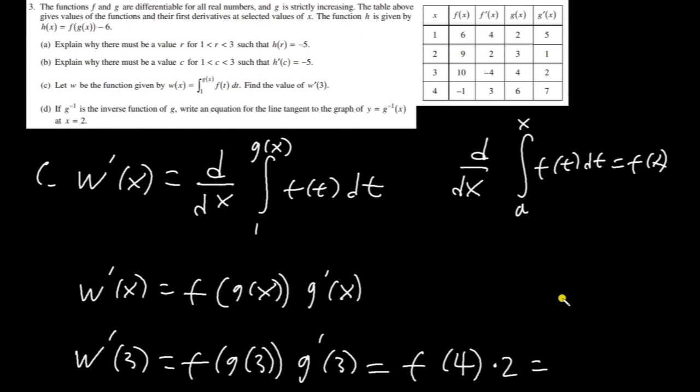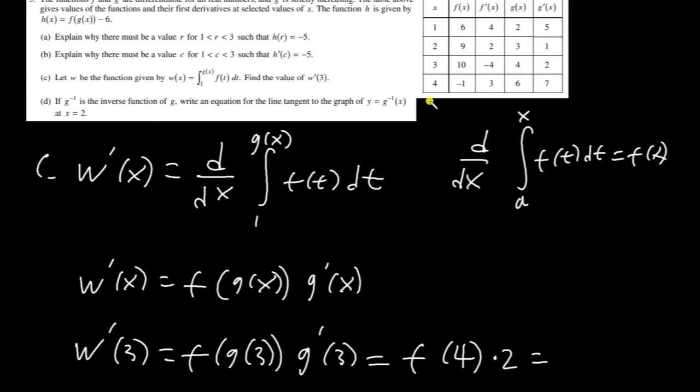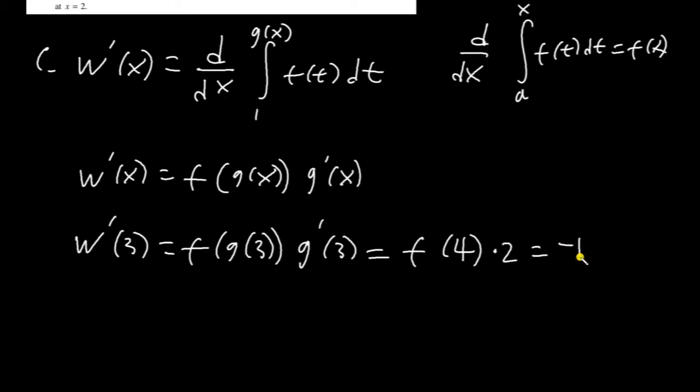And what's f of 4? Let's see, f of 4 is negative 1. So that is negative 1 times 2, negative, so you can squeeze in there, negative 2. Okay, that's our answer. This was a 2-part question. 1 point for correctly using the chain rule, 1 point for the correct answer.